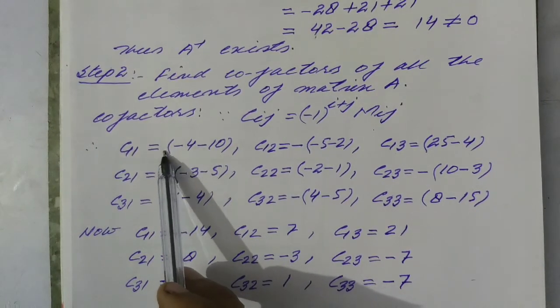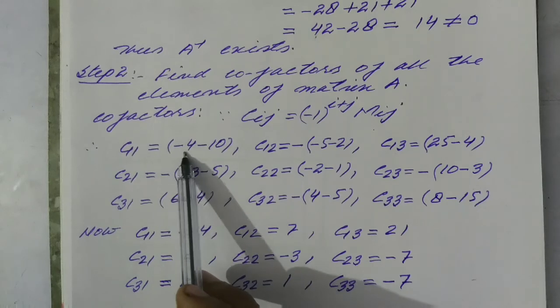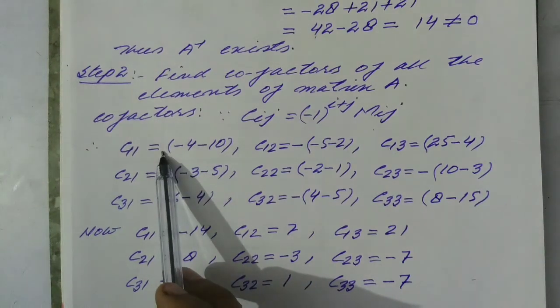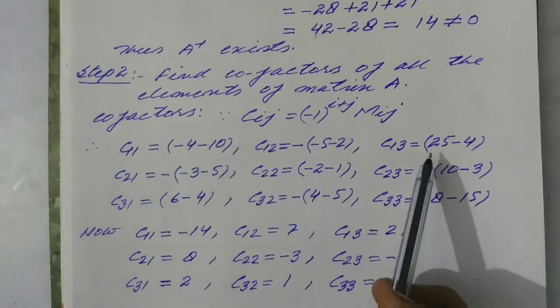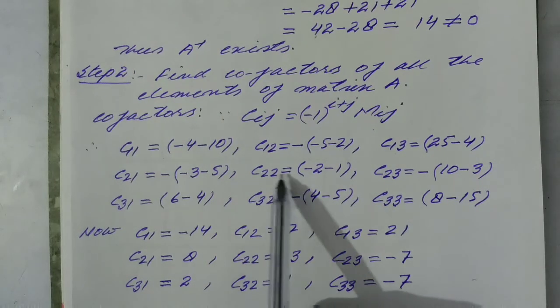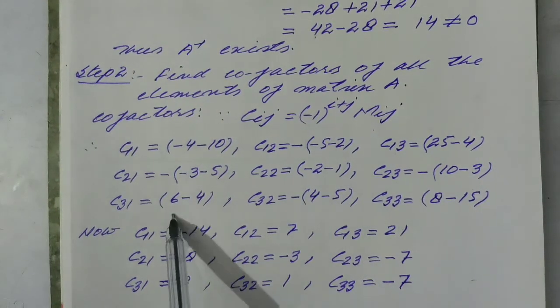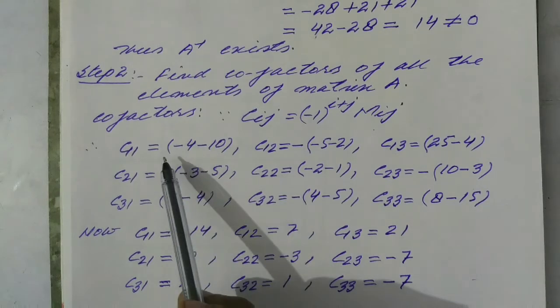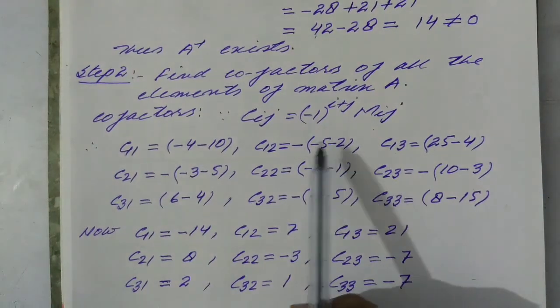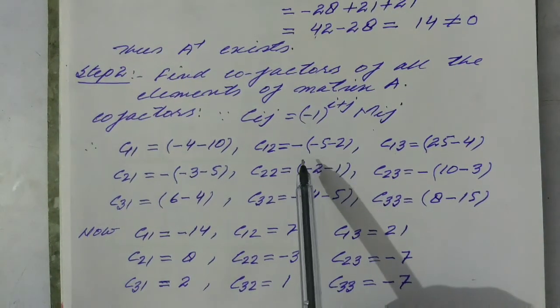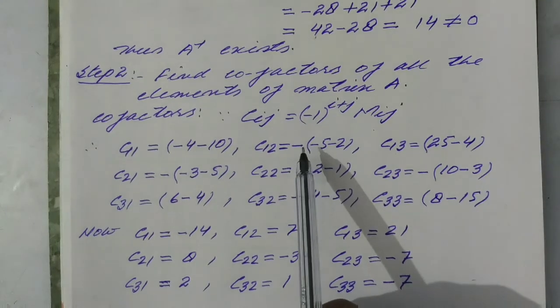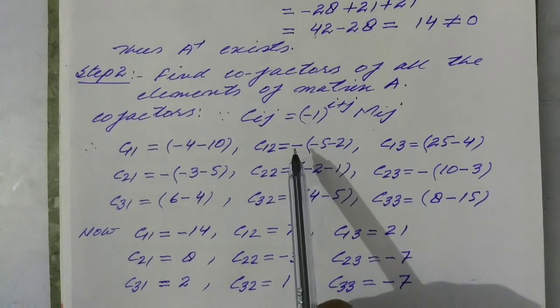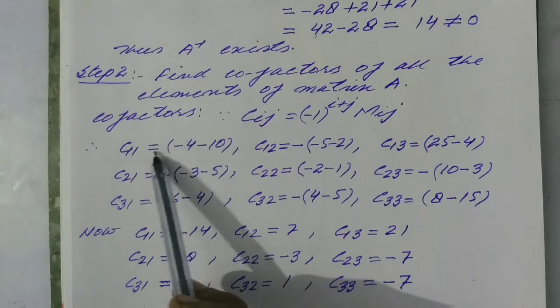So as you observe, we have written a plus sign before the first bracket, and then we put a negative sign before the second one, then positive, then negative, then positive, then negative, then positive, then negative, then positive. So in this way we put positive, negative, positive, negative alternately, as I have explained in the video of minors and cofactors. For the detail you may watch that video.